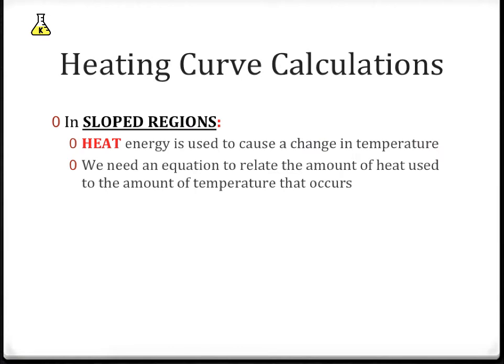Now that we've identified the general shape of a heating curve, let's start identifying the specific regions in that curve and the calculations that go along with it. The first type of region we'll talk about is how to handle the calculations that go along with the sloped region. In these regions, heat is being used to cause a change in temperature. Since there is a unique use for the heat energy, we need an equation that relates that amount of heat energy to the total temperature change that occurs in your substance. We need a unique equation for the sloped regions.